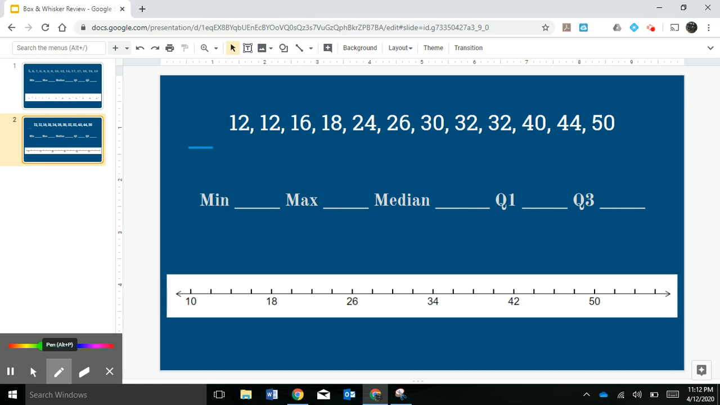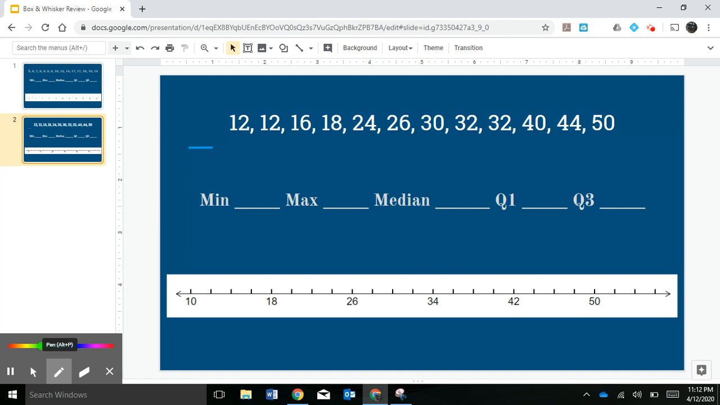Starting off right where we left off, we're going to review box and whisker plots one more time before we go on tomorrow to find those characteristics of them. Some of you made some simple mistakes the other day, so I want to clean those up, and then we'll get into tomorrow's stuff.